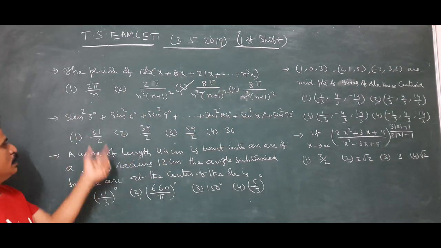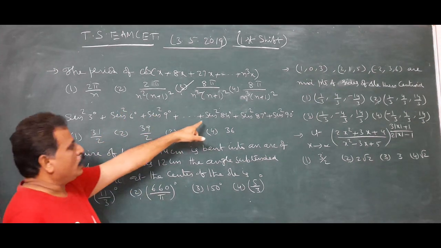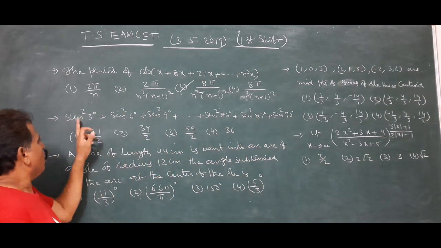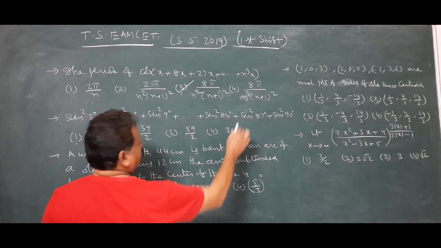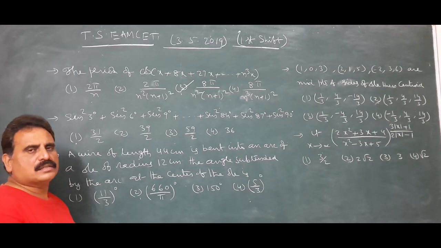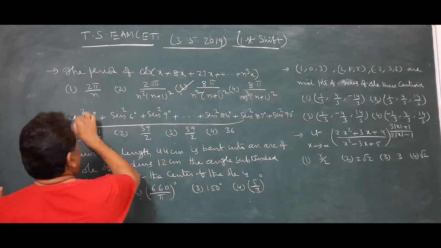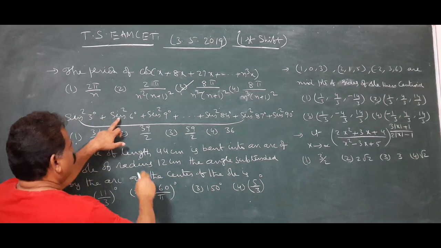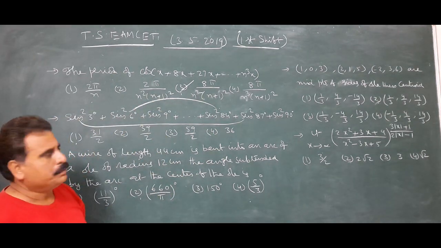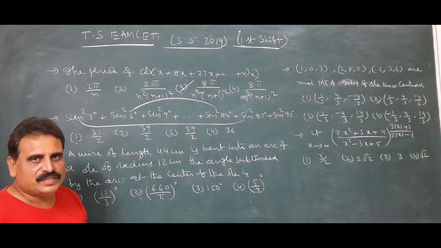Next question. Sine square 3 degree plus sine square 6 degree plus sine square 9 degree plus and so on, 87, 90. But here the complement of 3 is 87. Sine 87 is cos 3. Sine of 90 minus 3 is cos 3. So the sum of these two is 1. Next, 84, the complementary angle is 6. So how many such pairs are there? In the middle, sine 45 is there.